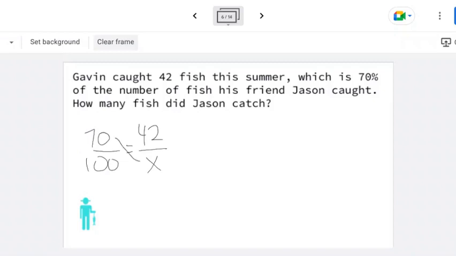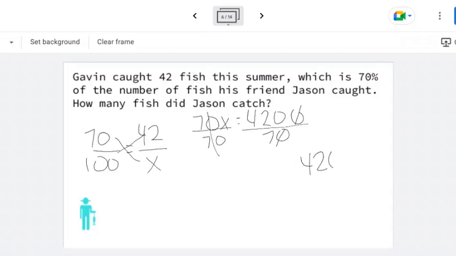Cross multiply: 70 times x is 70x. 42 times 100 would be 42 with our 2 zeros. Divide by 70, divide by 70. Take off only 1 zero this time because there's only 1 in common. So 420 divided by 7. 7 goes into 42 6 times, which is 42. Subtract and get 0. Bring down our 0. 7 goes into 0 zero times.